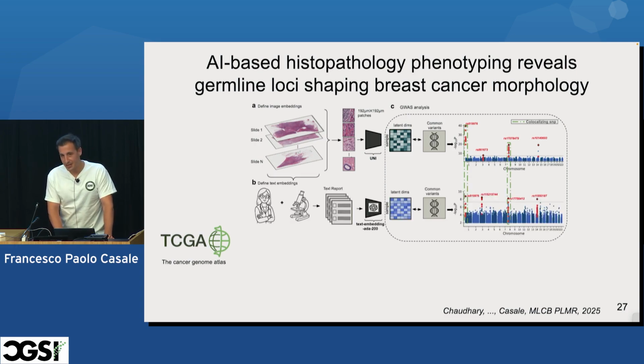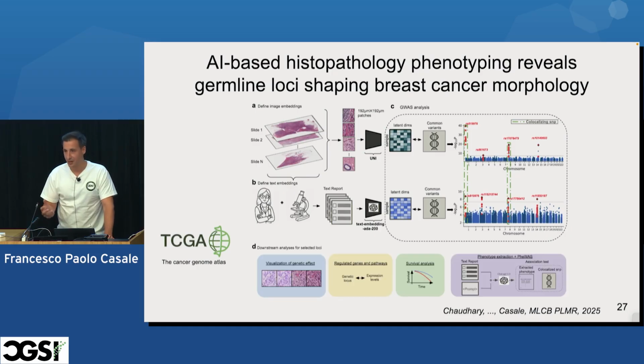But in this study, we also look at OpenAI embeddings of pathology reports from the same images, and then we do a GWAS of OpenAI embeddings, colocalize between these 2 modalities, and then prioritize loci that are multimodal with a series of downstream annotation analyses.